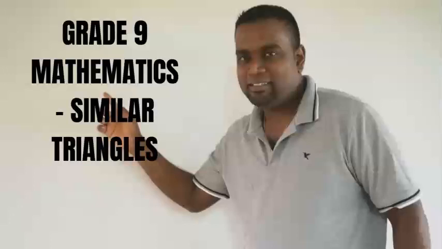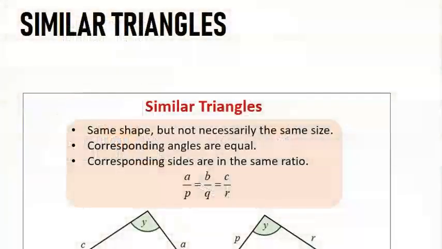Hi learners and welcome to another video, and today we're going to be looking at similar triangles. What are similar triangles? Similar triangles are two triangles which are not necessarily the same size. We'll have one big triangle and one small triangle, but these two triangles will be equiangular, which means that all the angles in one triangle will equal all the angles in the other triangle.